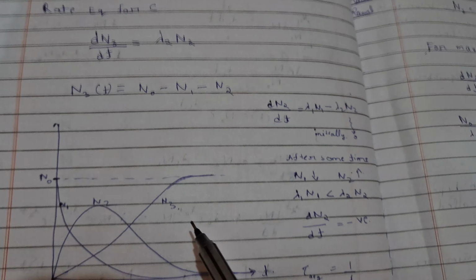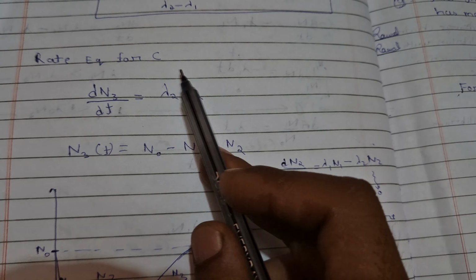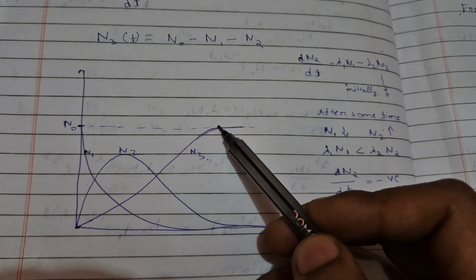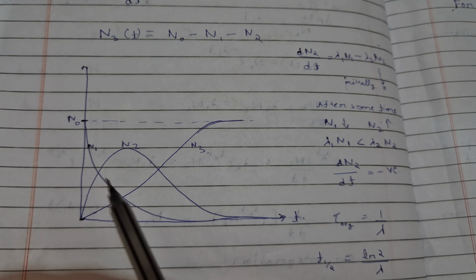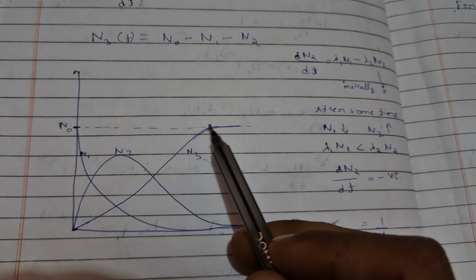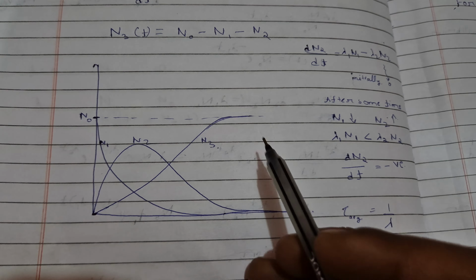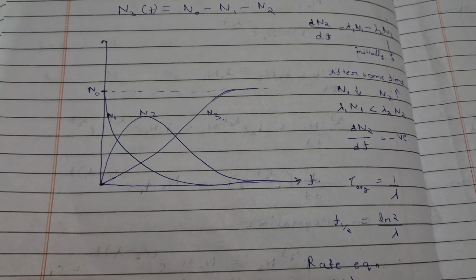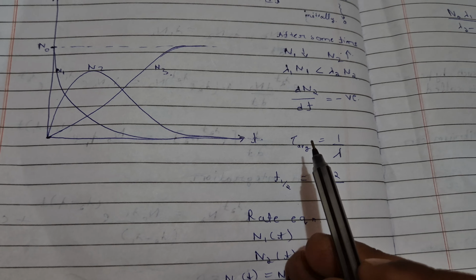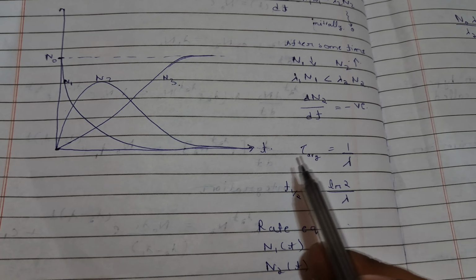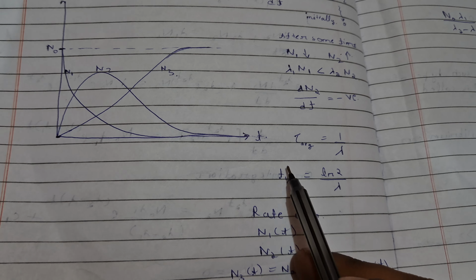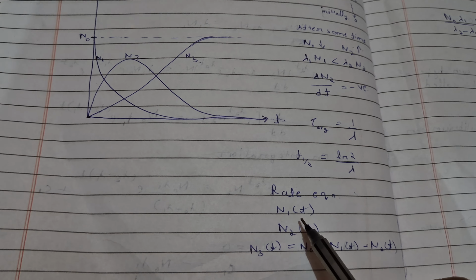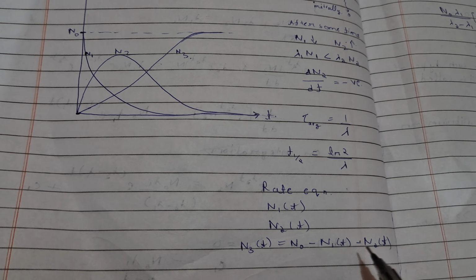Now for n3 we have this equation, lambda 2 n2, so it is always increasing. You will get the curve like this, and it will tend to n0, meaning that when all these are decreasing to 0, n3 will become approximately n0. So you must remember this curve for how they are decreasing and increasing. What we calculated here: the average mean life time for any particular nuclei is 1 upon lambda, T half is log 2 by lambda, the rate equations for n1 and n2 we calculated, and for n3 it was simply n0 minus n1 minus n2.